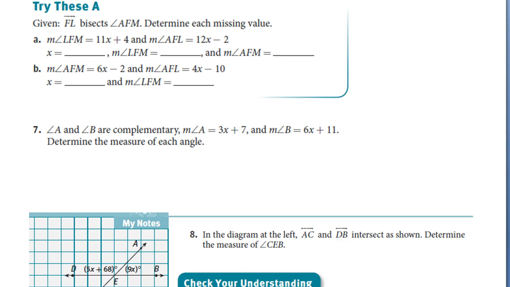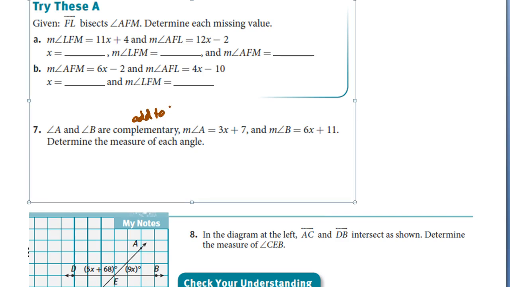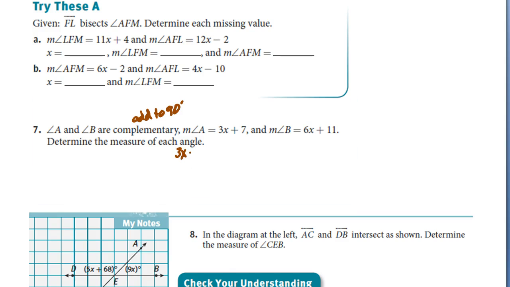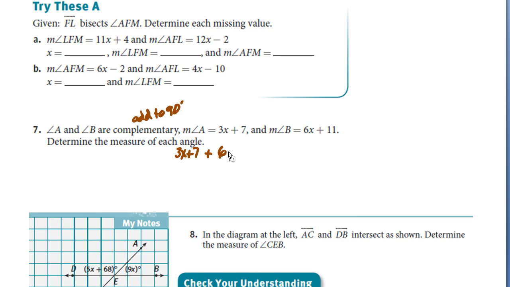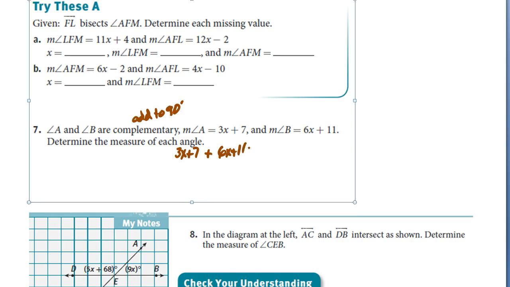All right, moving on. Number 7. Angle A and angle B are complementary. Remember what that means. That means they add to 90 degrees. The measure of angle A is 3x plus 7, and the measure of angle B is 6x plus 11. Determine the measure of each angle. So knowing these add to 90 is what allows us to create the equation. 3x plus 7 plus, now the other angle, 6x plus 11 equals 90.